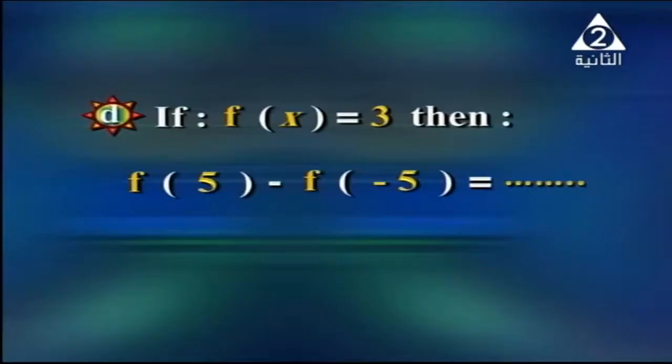For a constant function, if you substitute x by any number, the result will be 3. So f(5) is also equal to 3, and f(-5) is also equal to 3. So when it asks for f(5) minus f(-5), it means 3 minus 3 equals 0. So the result here is 0. Excellent. Another question.